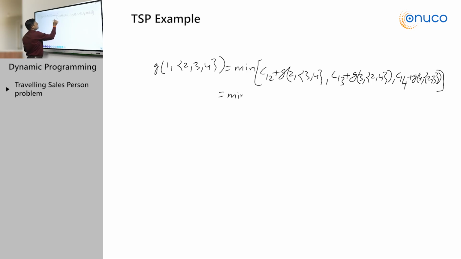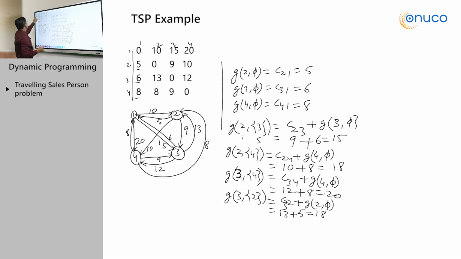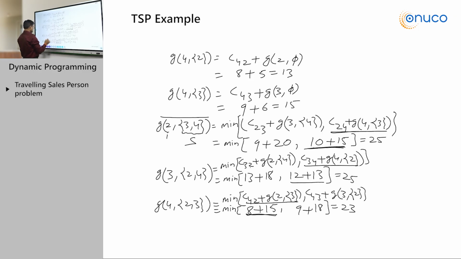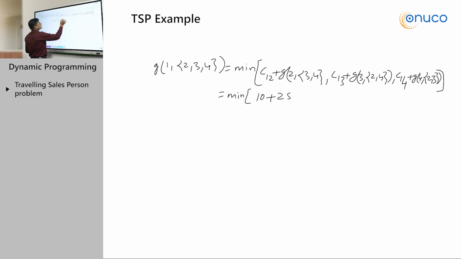We are writing here min of C of 1, 2. If you see the values, C of 1, 2 is 10. So this value is 10 plus G of 2, {3, 4}, which we already computed. What is the minimum value? It is 25. G of 2, {3, 4} minimum value is 25. So we are going to apply this value 25.